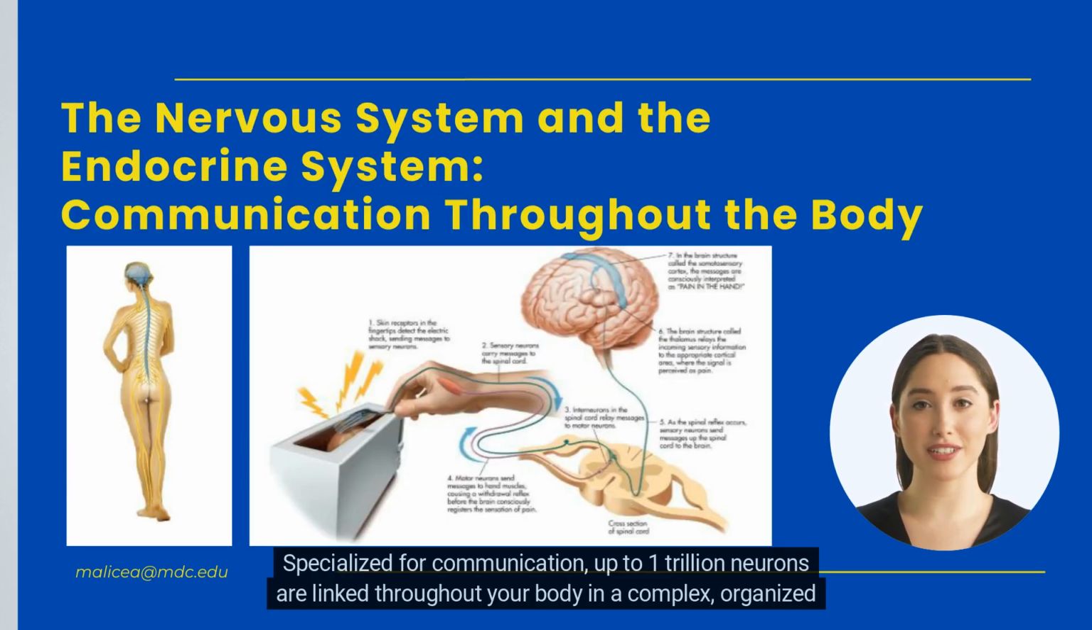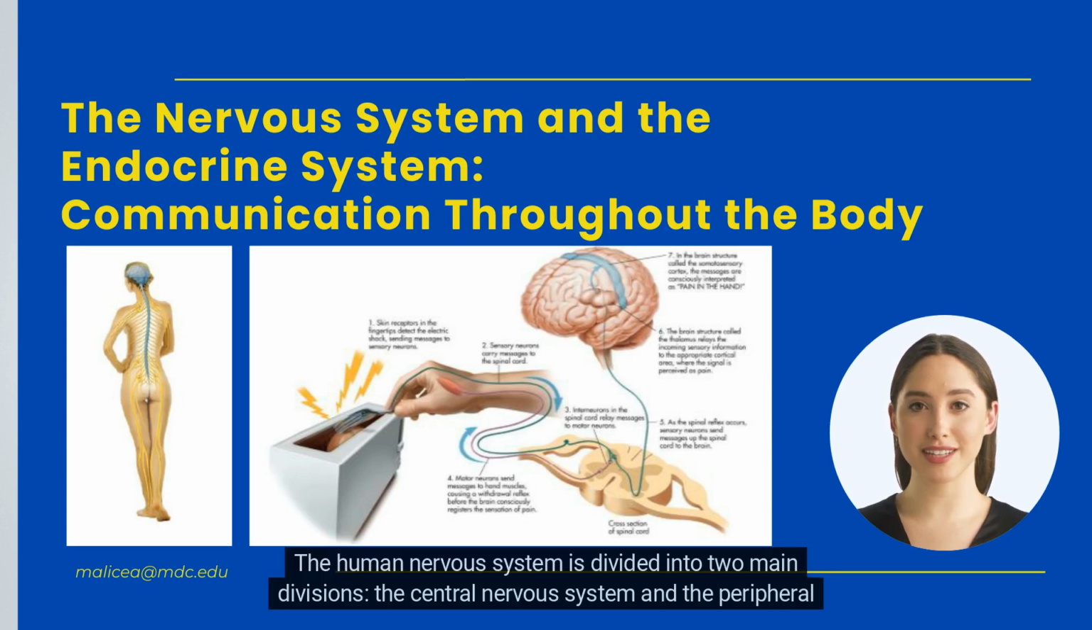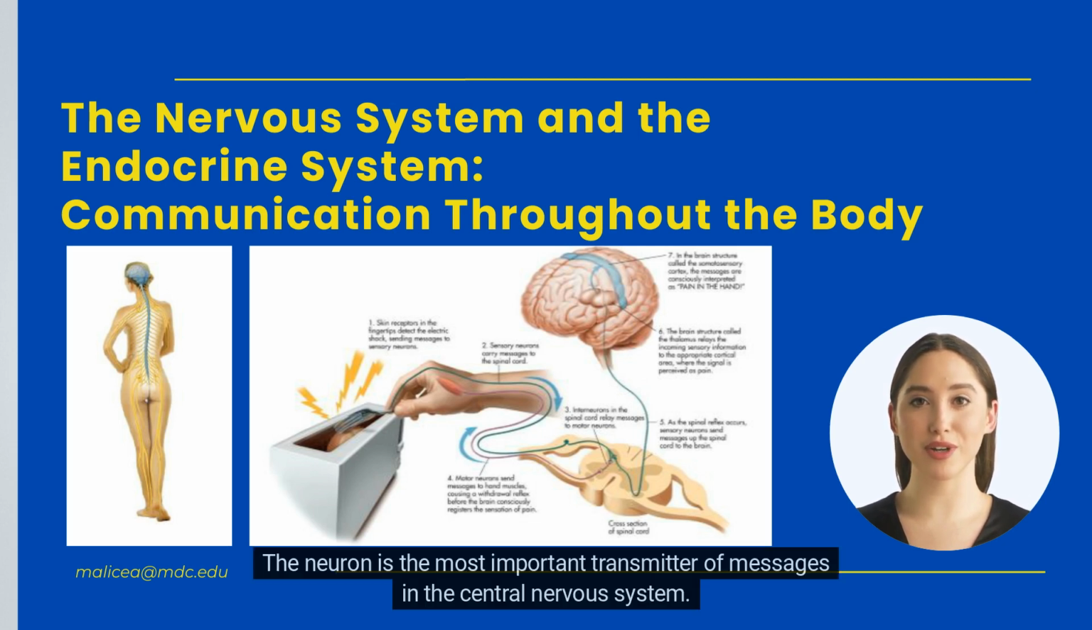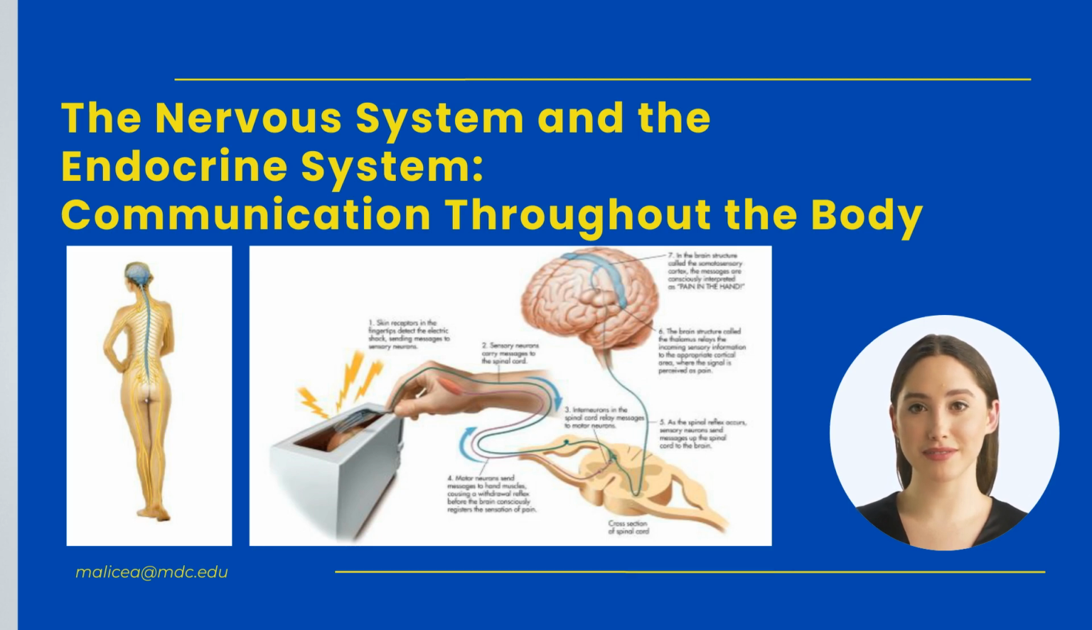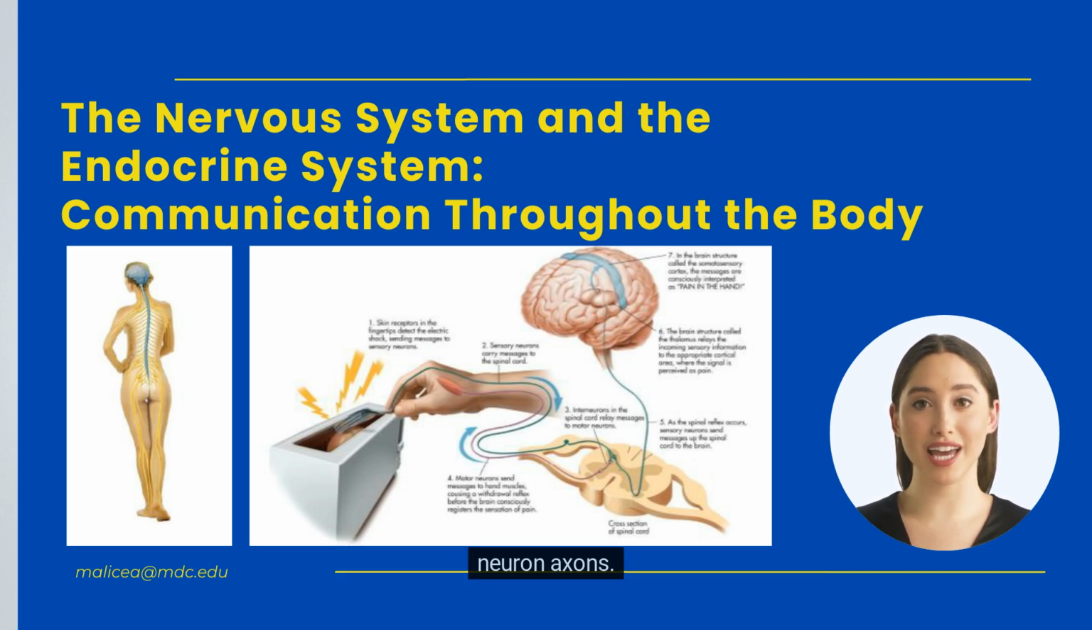Specialized for communication, up to 1 trillion neurons are linked throughout your body in a complex, organized communication network called the nervous system. The human nervous system is divided into two main divisions: the central nervous system and the peripheral nervous system. The neuron is the most important transmitter of messages in the central nervous system. In the peripheral nervous system, communication occurs along nerves, which are made up of large bundles of neuron axons.